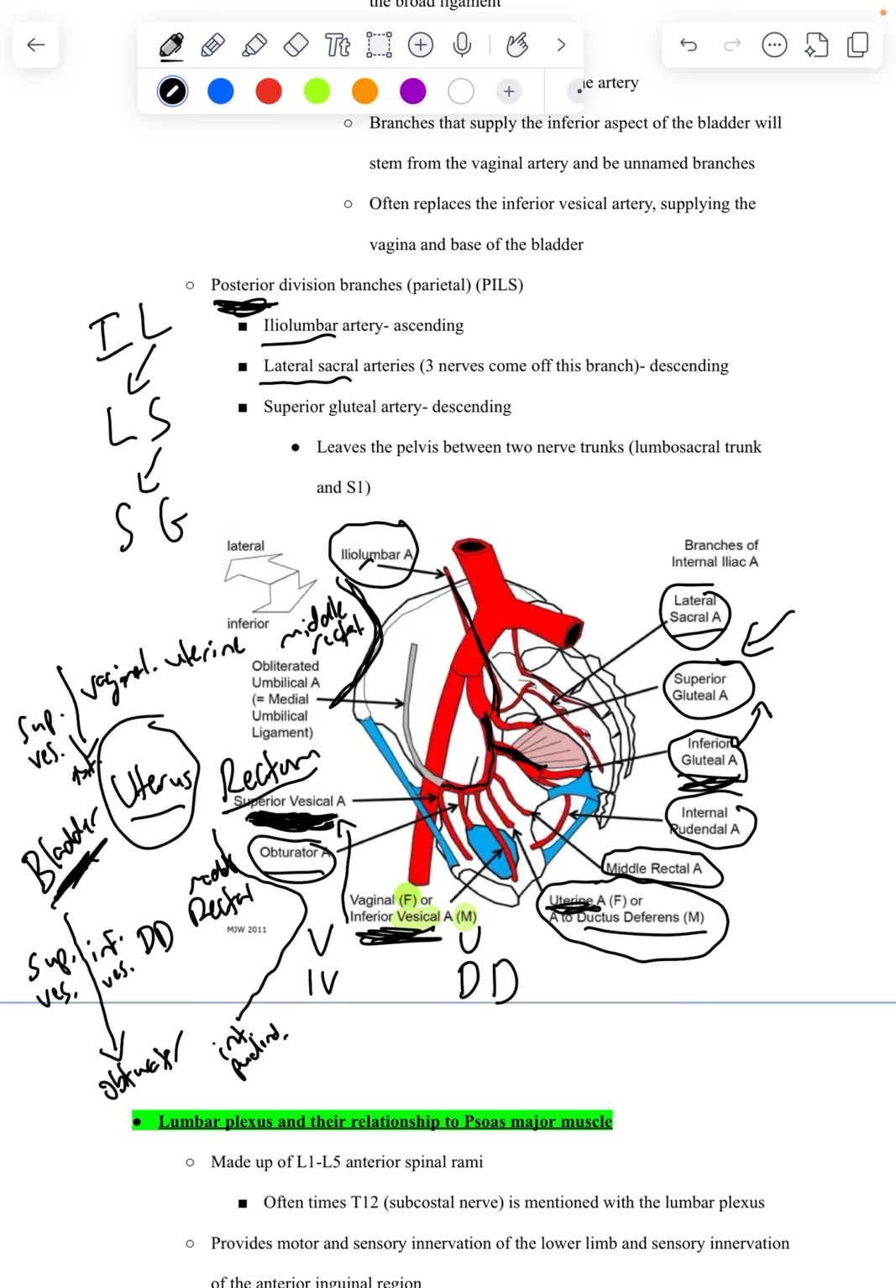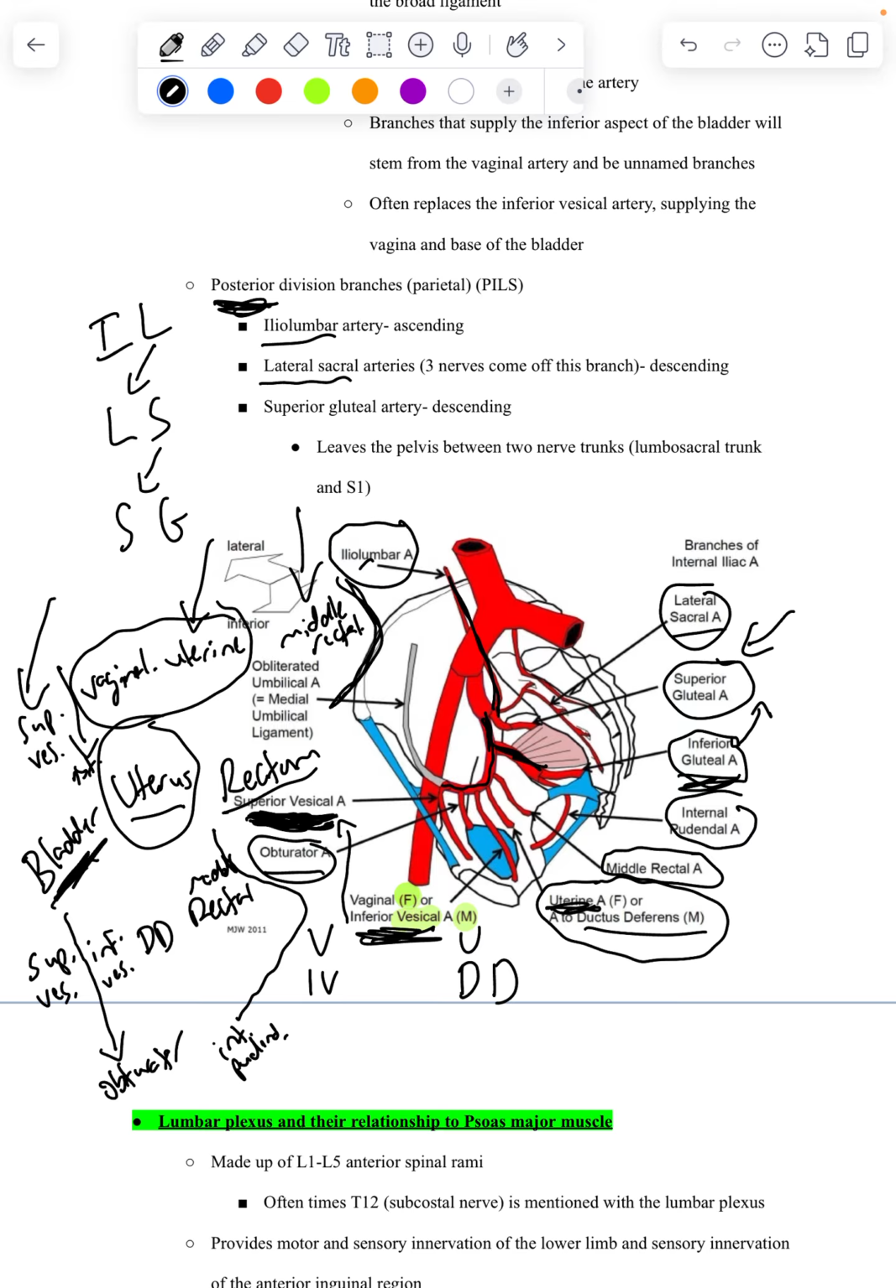So if you remember the order of bladder, uterus, rectum, then you'll remember in a female, it would have to go superior vesicle, uterus, middle rectal. You just have to distinguish between males and females, these two key ones right here. So males don't have a vagina or a uterus. So instead of the vaginal artery, we'll get another artery that supplies the bladder. And then instead of the uterine artery, we'll have the ductus deferens.